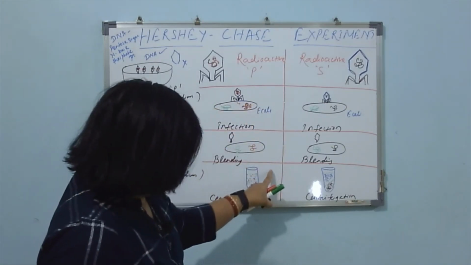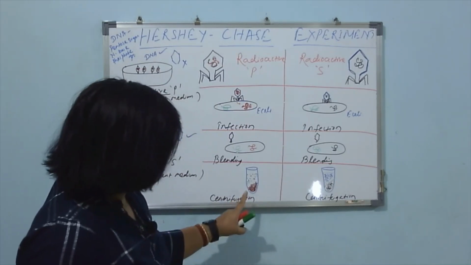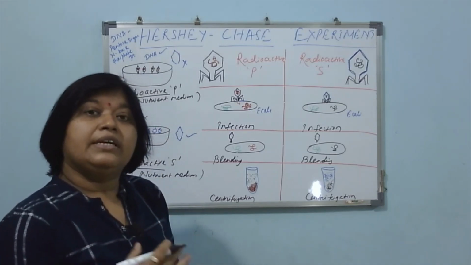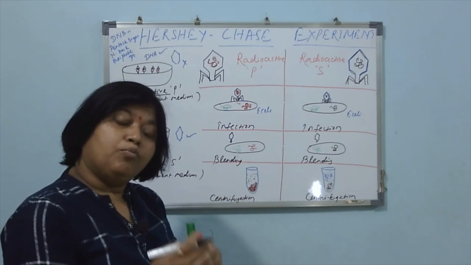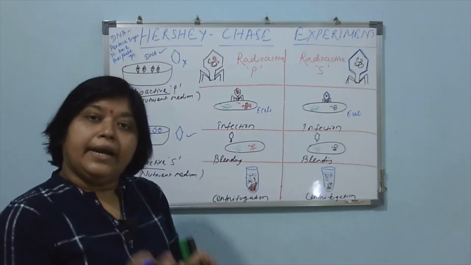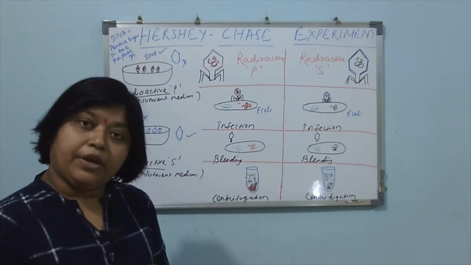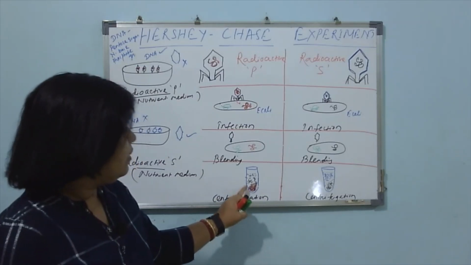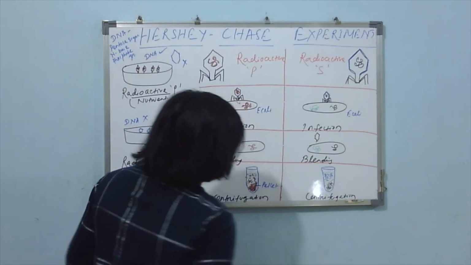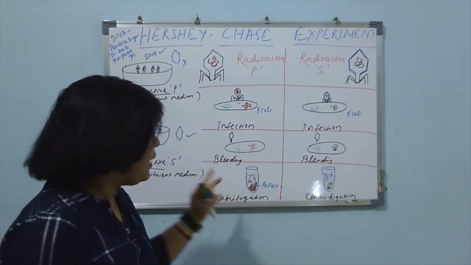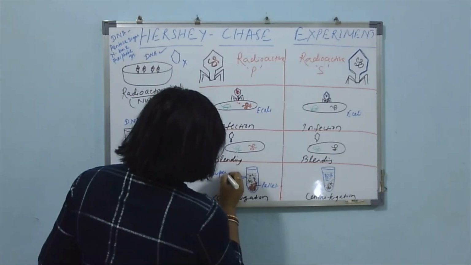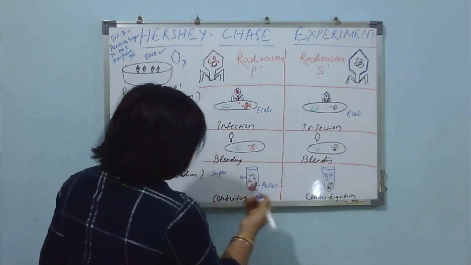Then they did the third step, that is the centrifugation process. What do you mean by centrifugation process? Centrifugation is a separation process in which molecules get separated on the basis of their density. It means the molecule which is heavier will be at the bottom of the vial, which is known as pellet, and the molecule which is lighter is in the supernatant. Supernatant is the liquid part or solution part. There you will find the lighter molecules.